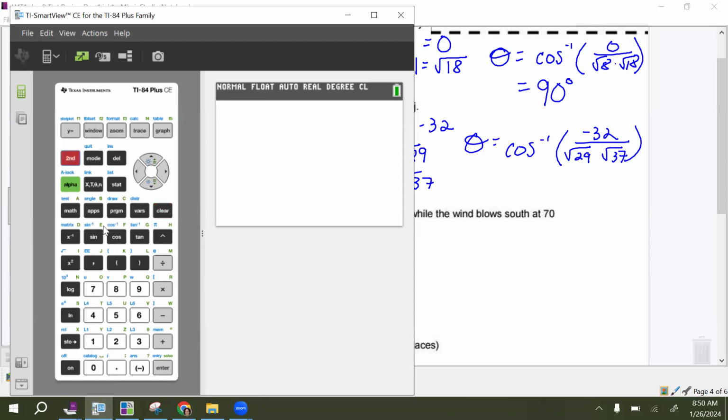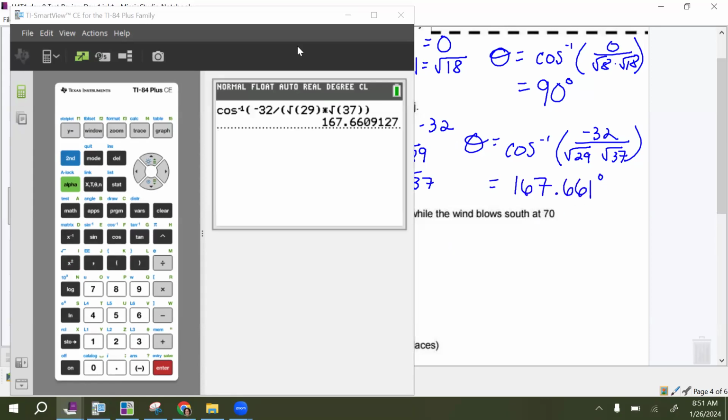If you are going to type this all in your calculator at one time, you have to group the denominator with extra parentheses. I usually prefer to type the fraction in pieces and then input that into the cosine, but if you want to do it all in one, this would be how it has to be typed. So the angle between is 167.661 degrees.